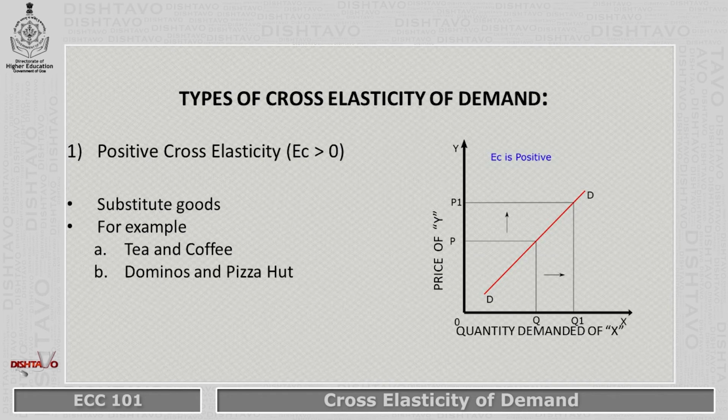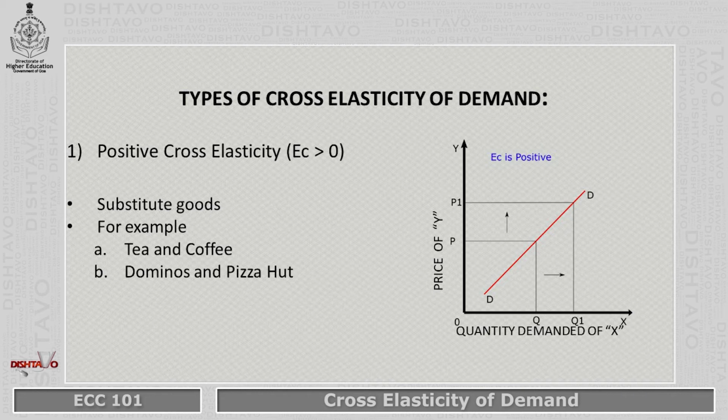Let us now see the types of cross elasticity of demand. First one, positive cross elasticity. When the goods are substitutes of one another, the cross price elasticity is positive. For example, tea and coffee, Domino's and Pizza Hut are the substitute commodities. Suppose the price of tea increases, the demand for coffee also goes up. We observe the direct relation in case of the substitute commodities.